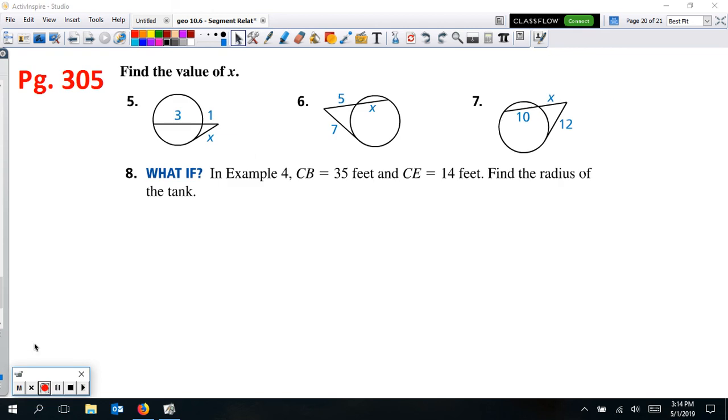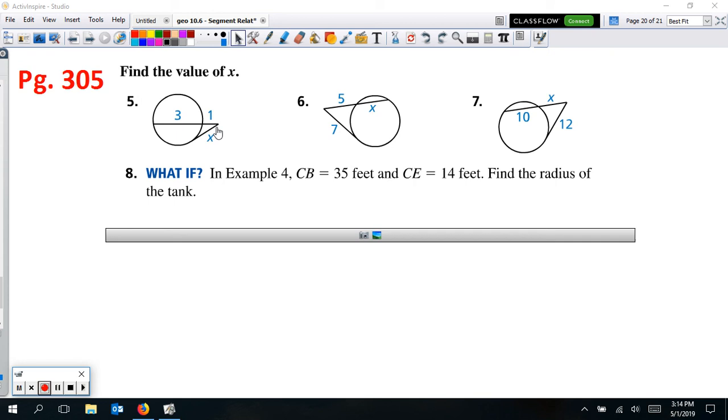Okay, so 5, 6, and 7. Just going to have you do these 3 problems. Again, still finding the value of x. This is when you have a tangent segment and a secant segment. Okay, so go ahead and do the same thing where you have to remember squaring or multiplying the tangent one by itself, and that's equal to the secant, the external times the whole thing. So go ahead and pause the video, do 5, 6, and 7, then play the video to check your answers.